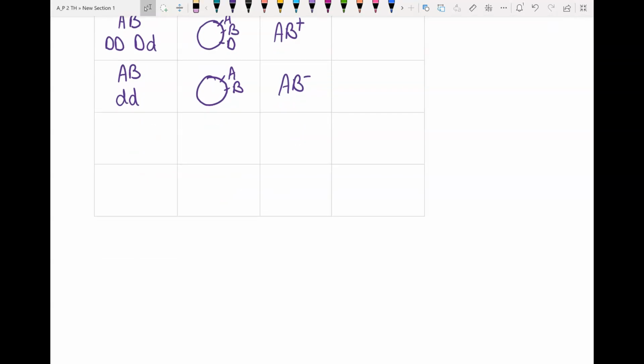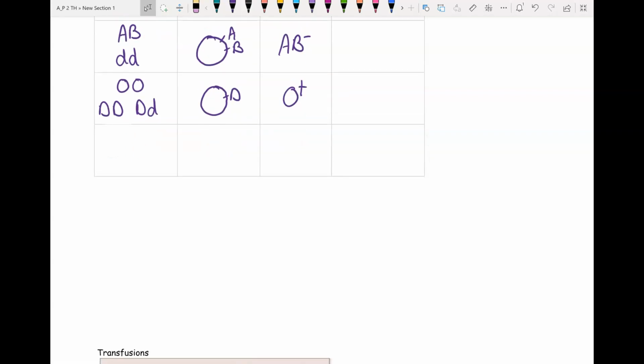O is the recessive trait. So in order to have type O blood, you have to get an O allele from each parent. And remember, there's no O antigen. That just means you don't have A or B. If you have at least one big D, you would have D's. This is O positive. And if each parent gives you an O and each parent gives you a lowercase d, you have no antigens at all. Just this naked red blood cell. This is O negative.